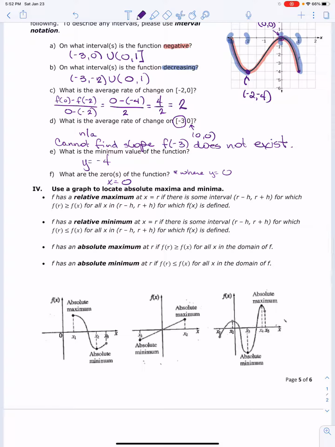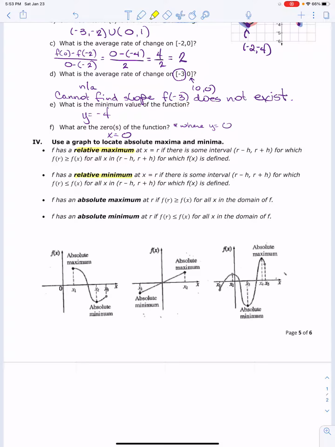Part 4 here, we're going to use a graph to locate the absolute maxima and minima. So we have relative maxima and relative minima. Those are the points that are larger and smaller than anything close. We can also have an absolute maximum and minimum, and those are the largest and smallest on the entire interval. So let's take a look at what we've got here.